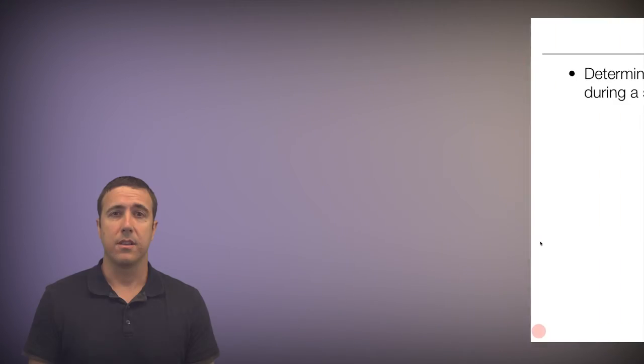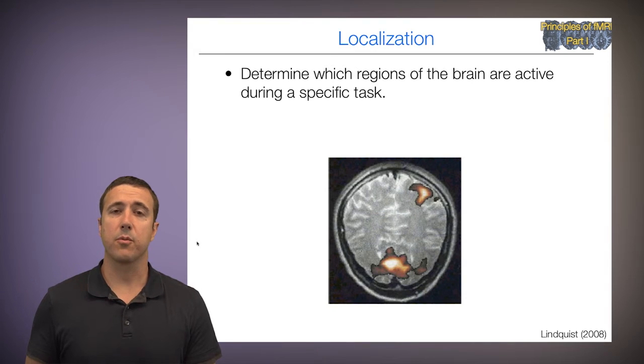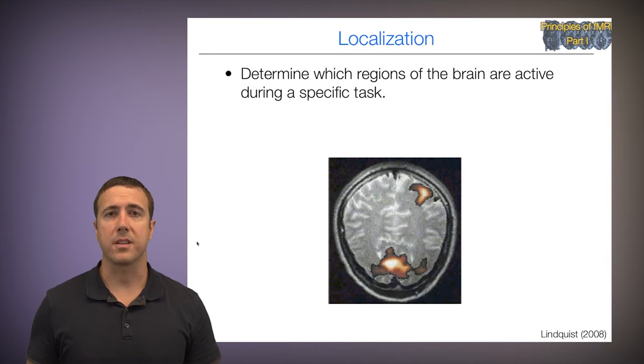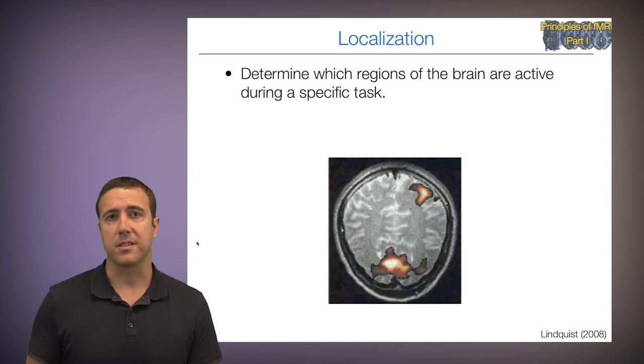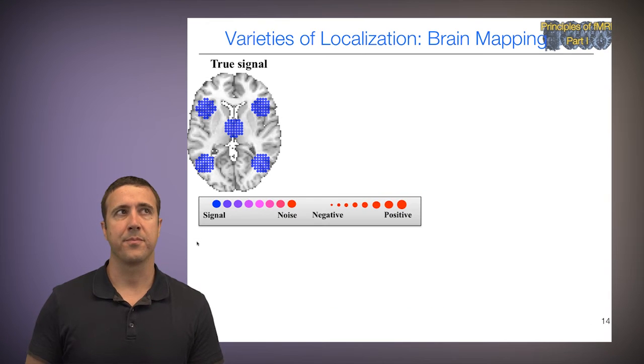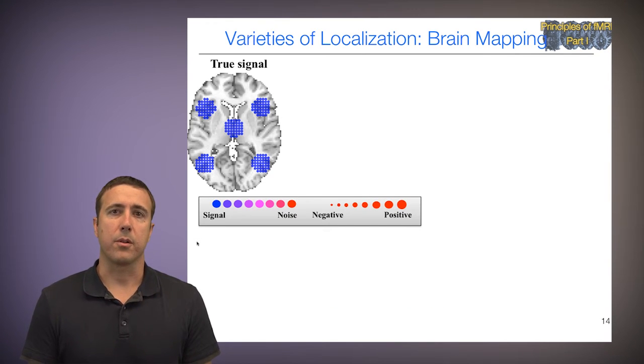There are three main goals of fMRI data analysis. The first one is localization, the process of determining which specific regions of the brain are active during a specific task or in relation to a specific psychological event or behavior. And there are varieties of localization, and all of these together constitute what we'll call the brain mapping approach.